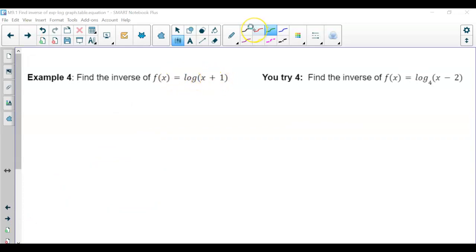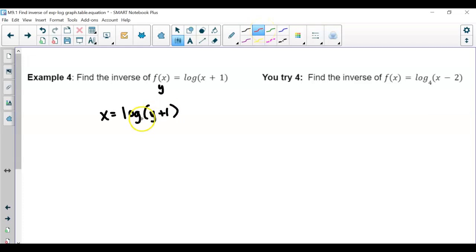So here we're going to end up with an exponential. Keep that in mind, right? Because if I'm writing the inverse of a log, then I need an exponential. So same thing again, we're going to switch the x and y. So x is equal to log of y plus 1. Now again, notice how this log is technically by itself. See how all of this, the y plus 1, is all grouped together? So I can now go ahead and write this as my exponential.